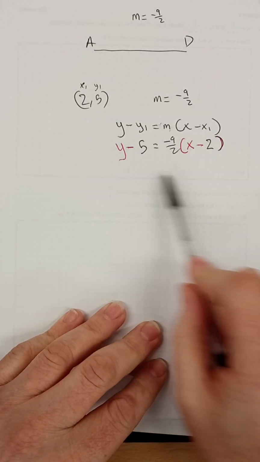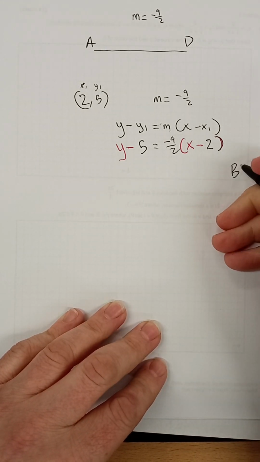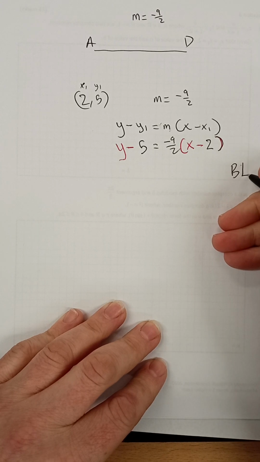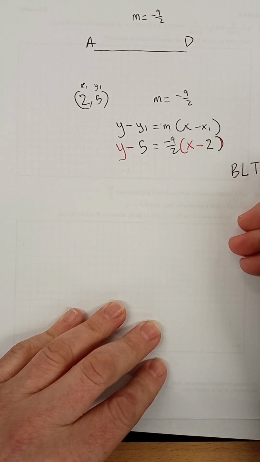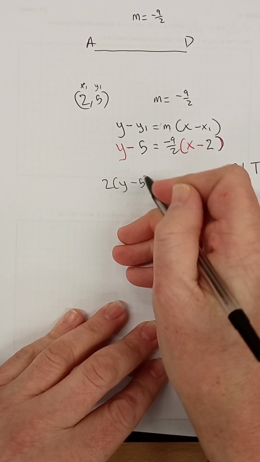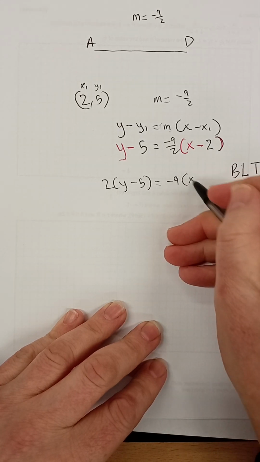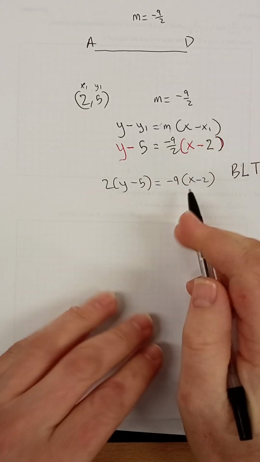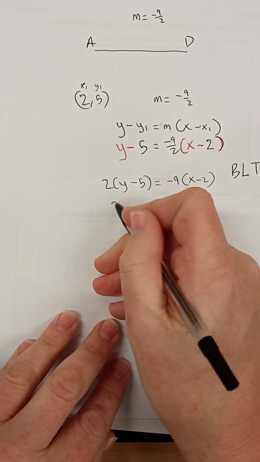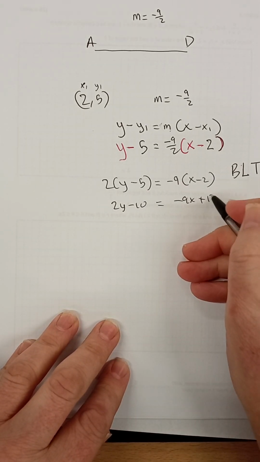Now, when you have a fraction, this is what you do. Bottom of the fraction, multiply by the left-hand side, and the top of the fraction multiplied by the right-hand side. So watch, I'm going to multiply the 2 by the left, and I'm going to multiply the top, the minus 9, by the right. And that suddenly gets rid of the fraction, and now I've got a linear. 2y minus 10 is equal to minus 9x plus 18.